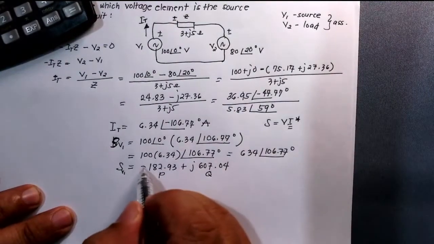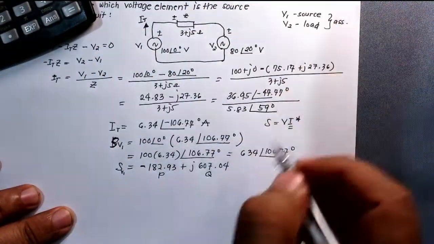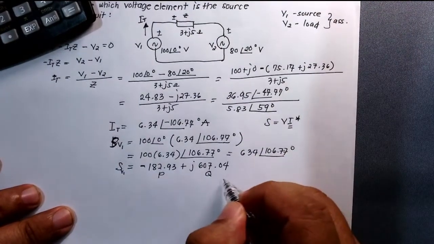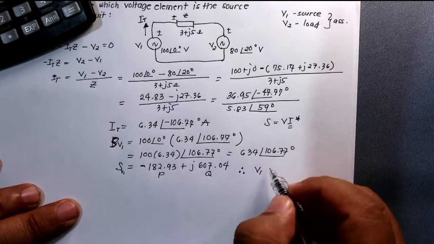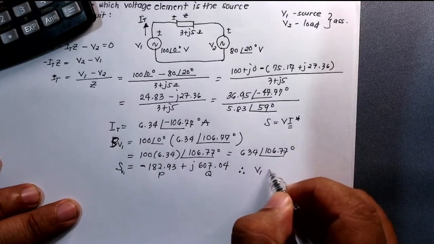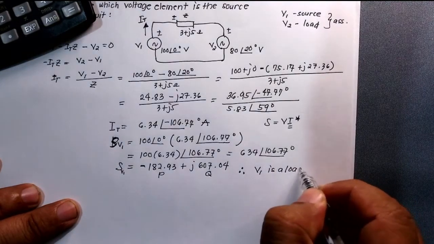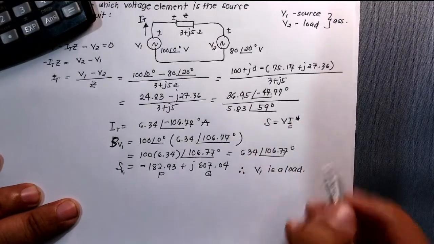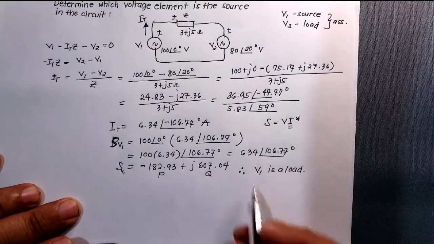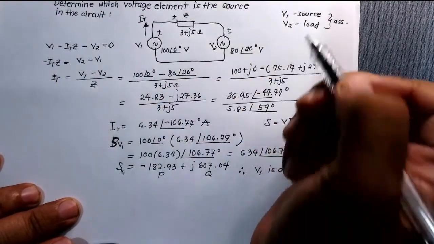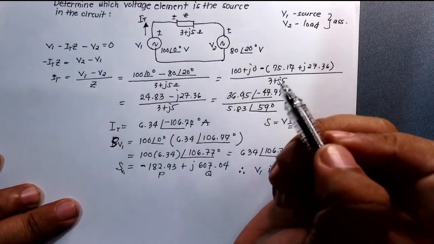So my real power here is negative, so it means that the assumption for this one is incorrect. Therefore, B sub 1 is not a source, it is a load. B sub 1 is a load. So my assumption is incorrect. So I can now give you an answer that my source will be B sub 2. Since B sub 1 is a load, therefore B sub 2 is a source.